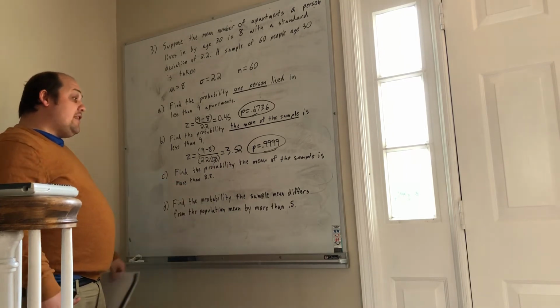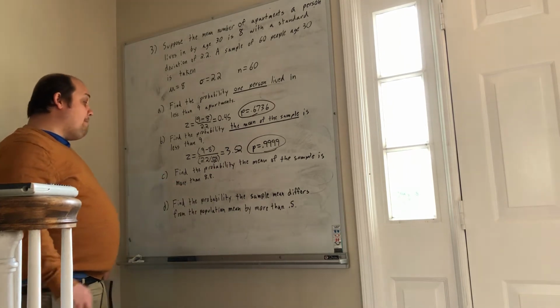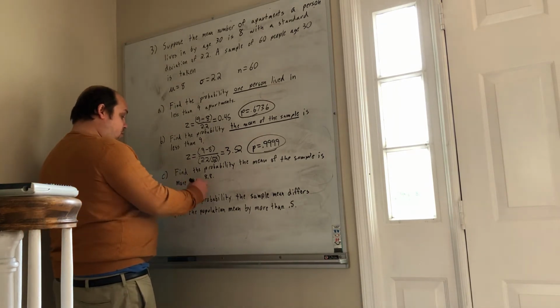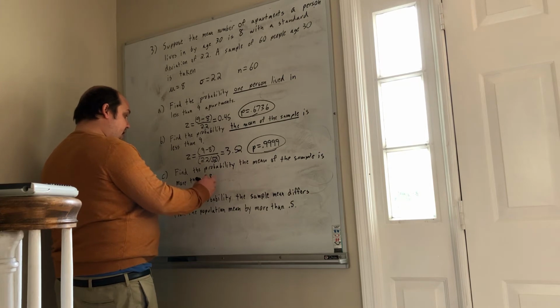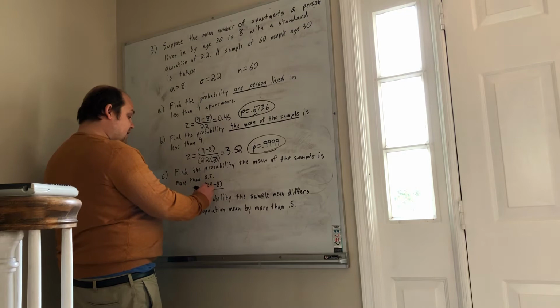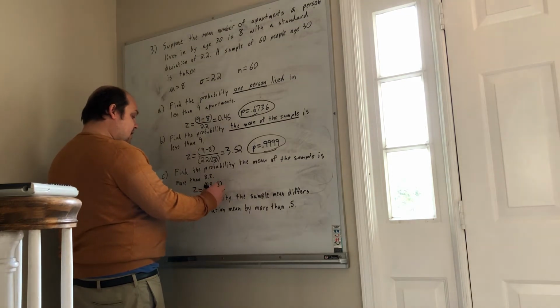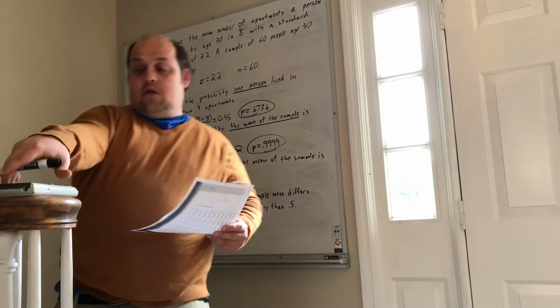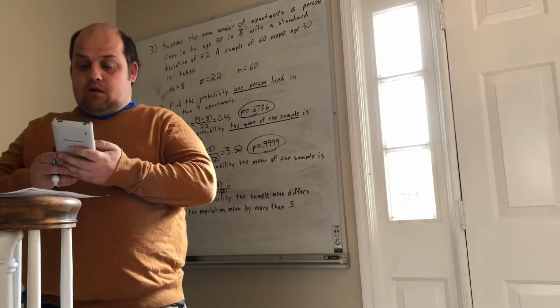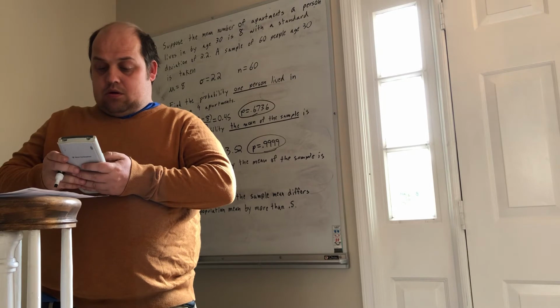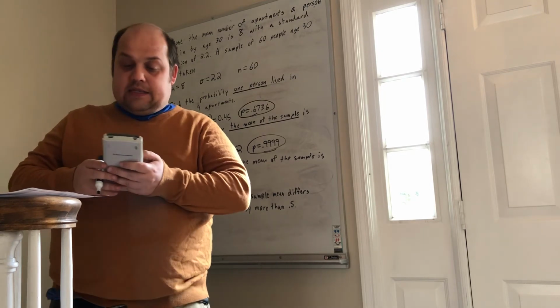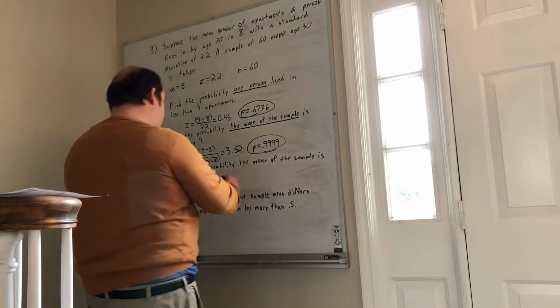Part C says find the probability the mean of the sample is more than 8.8. Starts out the same way as the one we did before. Trade in 8.8 where we used to have 9. Still have the mean of 8 being subtracted. Still dividing by sigma sub x bar, which is 2.2 over the root of 60. When I put this into my calculator, I get a z-score of 2.82.